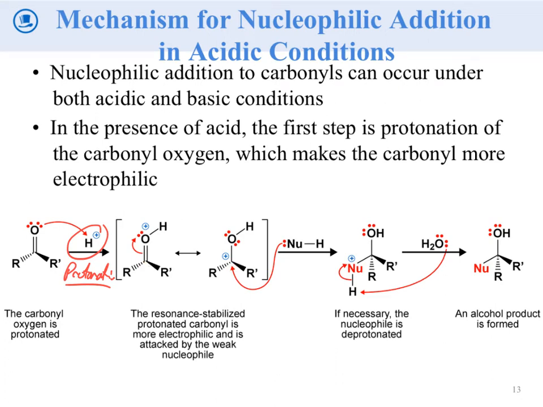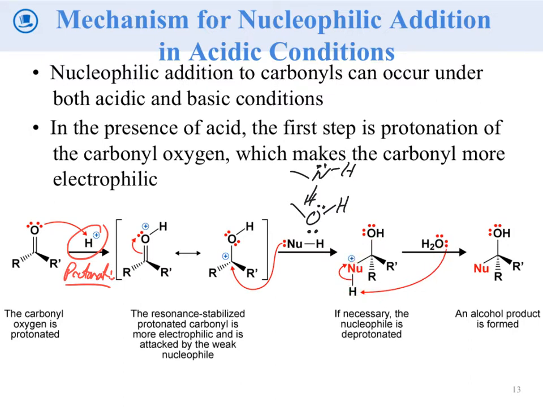Once it's more reactive, we can add in a nucleophile. Now notice, can the nucleophile have a negative charge? Well, no. Why? Because we're in acidic conditions. So a lot of times the nucleophile could be something like another alcohol or an amine. Something with lone pairs. Those lone pairs are what react, not a negative charge. Once that adds in, the plus charge is now on the nucleophile that reacted, because it lost electrons.